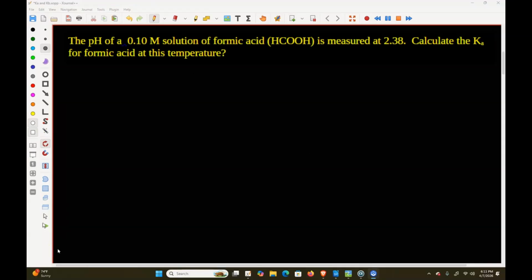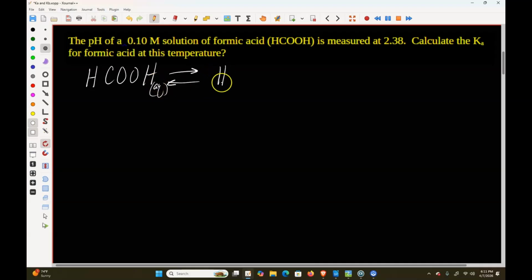So I have a 0.10 molar solution of formic acid, and its pH is measured at 2.38. So we're going to calculate the Ka for formic acid at this temperature. To start with, I'm going to draw the equilibrium side. HCOOH (aq) will be H plus and HCOO negative.